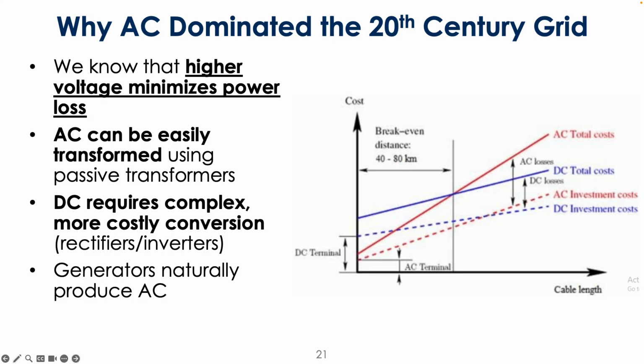And there are other benefits to this as well, right? It's a lot easier to do transformation to different voltages in AC. We can use something called a passive transformer. When you have DC power, that conversion is more complicated and typically more expensive. You need rectifiers and inverters, right? And again, generators naturally produce AC.